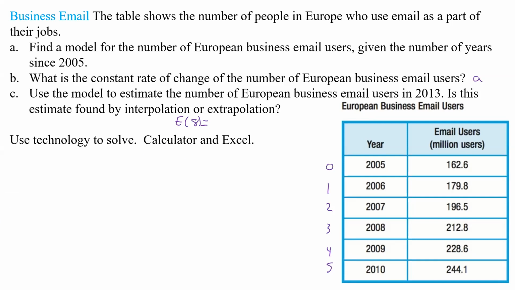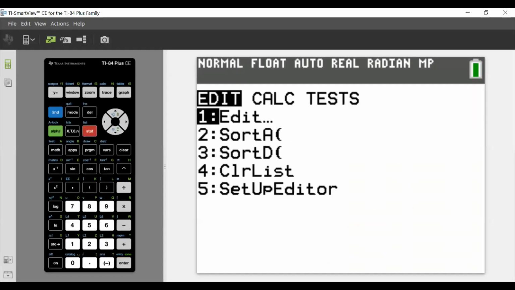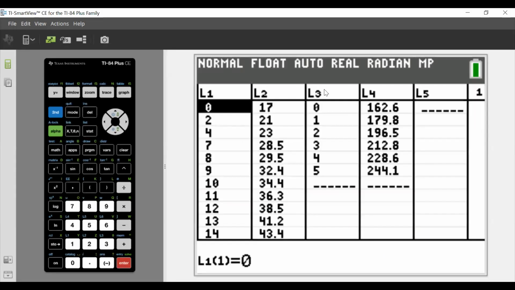So again, we're going to use a calculator and Excel, plug that table into both of them, and get a model out. Let's go back to our calculator. Again, I've cheated. I've typed in the values ahead of time, but I've put them in L3 and L4 now. So this is something you can do. You don't have to always use L1 and L2. You can use L3 and L4, but when you get done, you have to remember that's going to be your input and output.